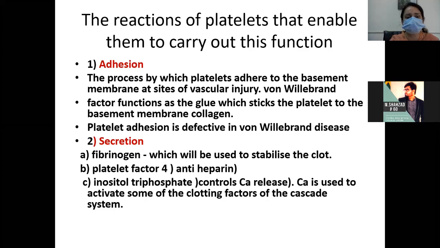The second function or reaction of platelets is secretion. In secretion there is fibrinogen, which will be used to stabilize the clot, and the second is platelet factor 4, which is antiheparin, and the third is inositol triphosphate. Basically, it controls the calcium release. So calcium is used to activate some of the clotting factors of the cascade system.